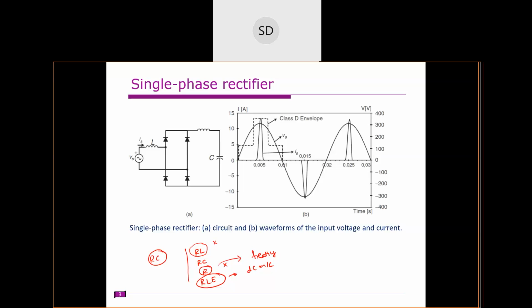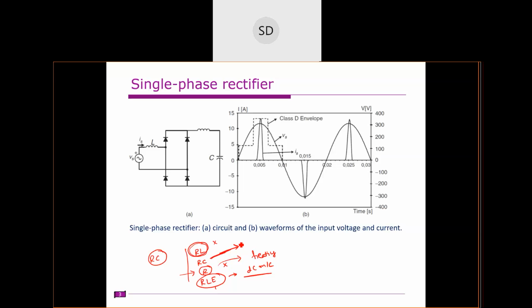If the rectifier is used for heating applications, that is DC heating, then we have this R load. When it is a motor drive feeding a DC motor, we have this RLE load. So this RL type of load we will never encounter. But you have this RC load, which is normally common, right?